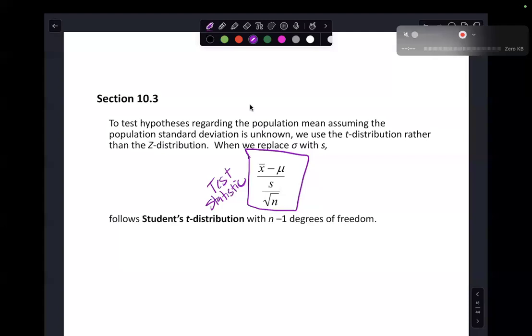They're going to give us a value that they think is true, and we are going to calculate this test statistic based on our sample. And we're going to compare it the same way that we compared the critical value Z score with the test statistic. We're going to use n minus 1 degrees of freedom for our critical value, just like we did with our proportions, or just like we did with our confidence intervals. You're going to use n minus 1 degrees of freedom for your critical value.